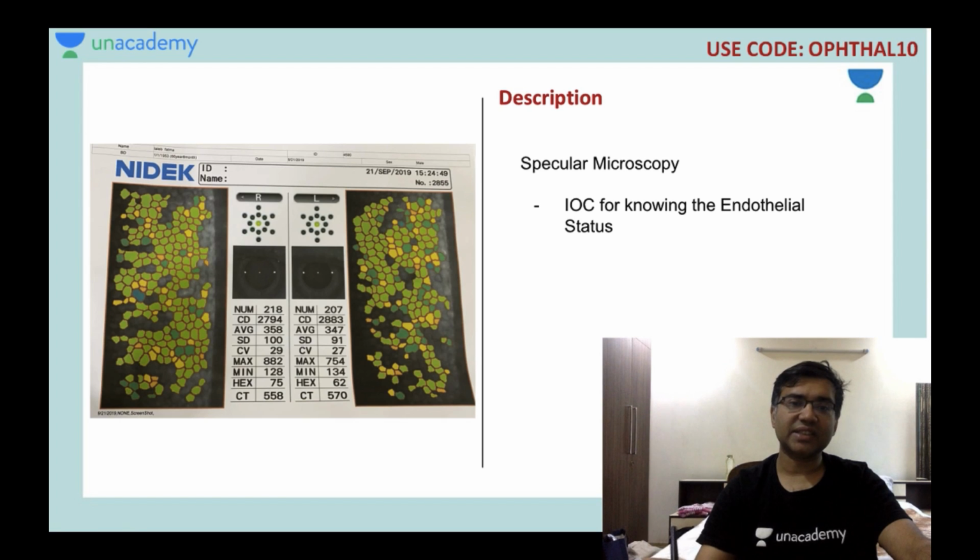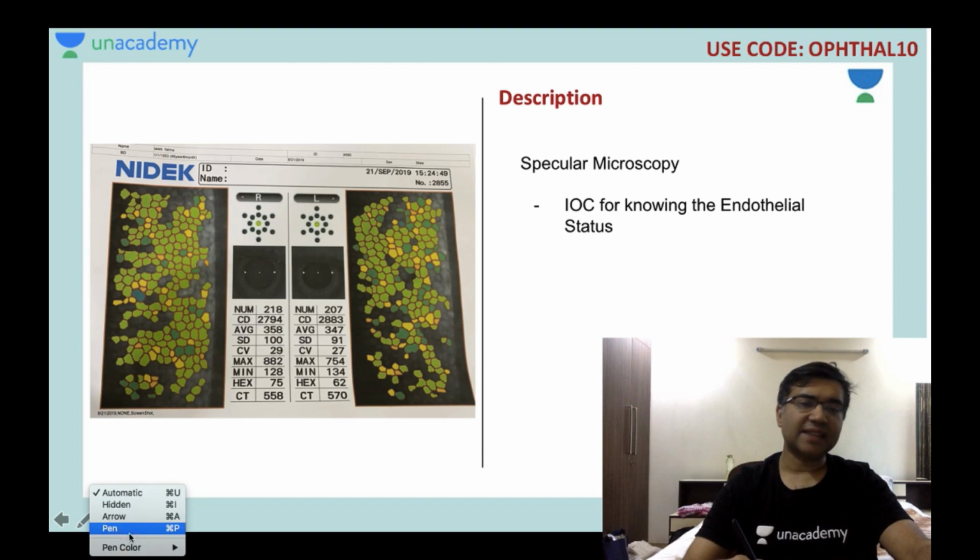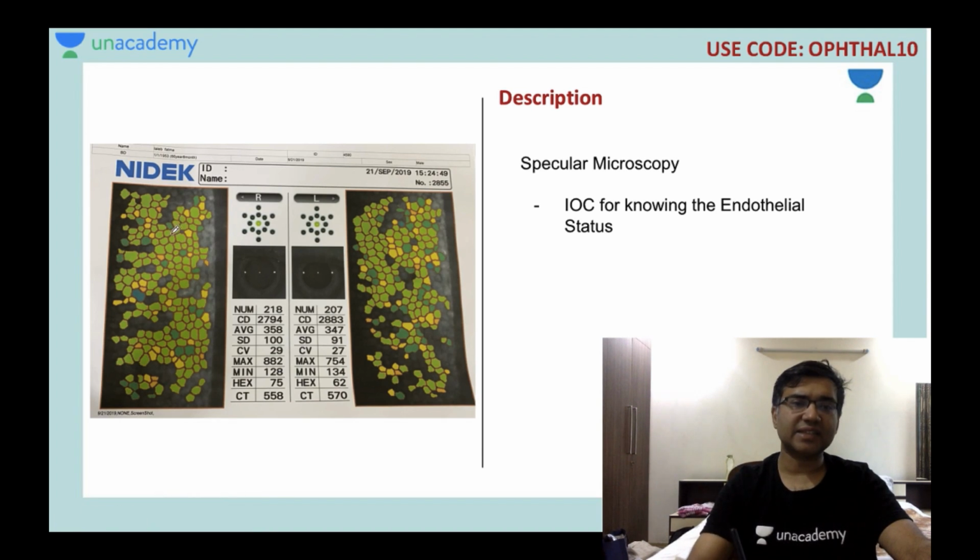Then sometimes they can ask you about this investigation. What is this investigation done? So if you can see some hexagonal structures which are here, these hexagonal structures are basically telling you about the endothelial count.